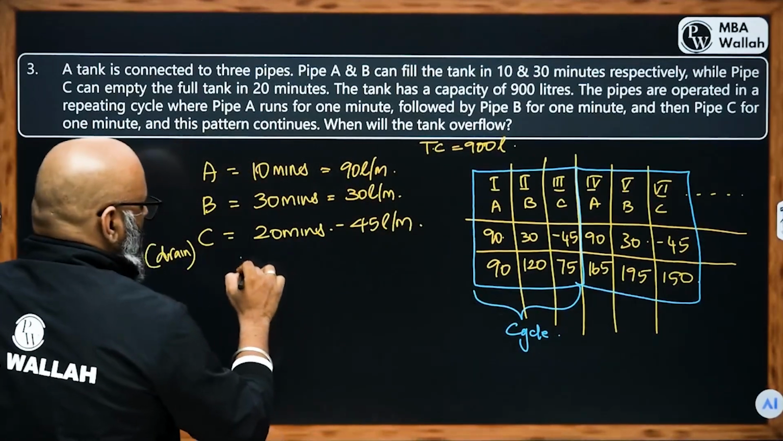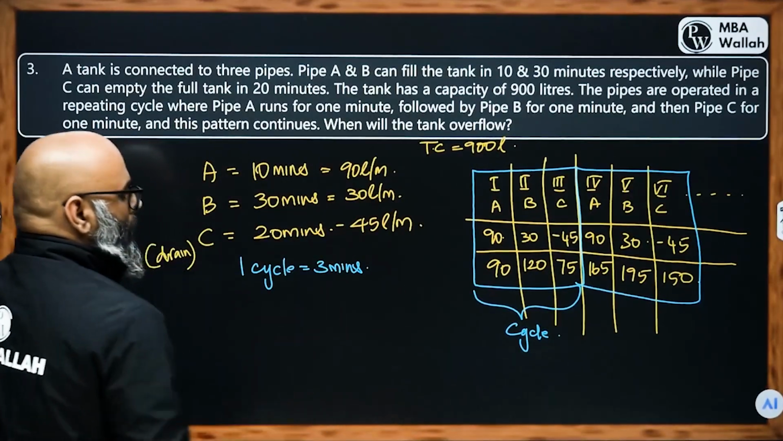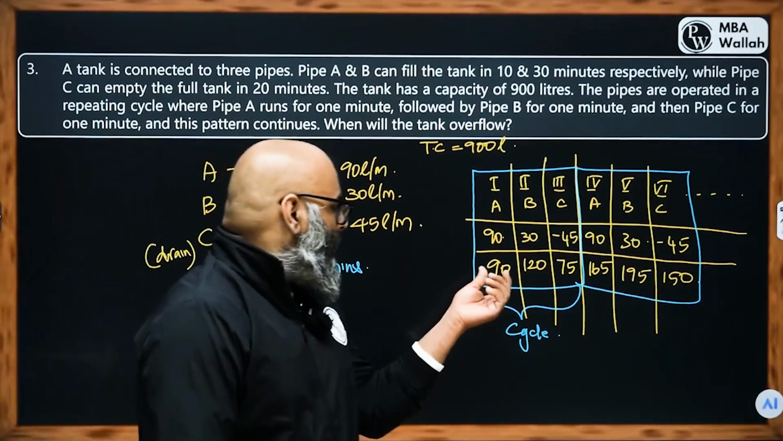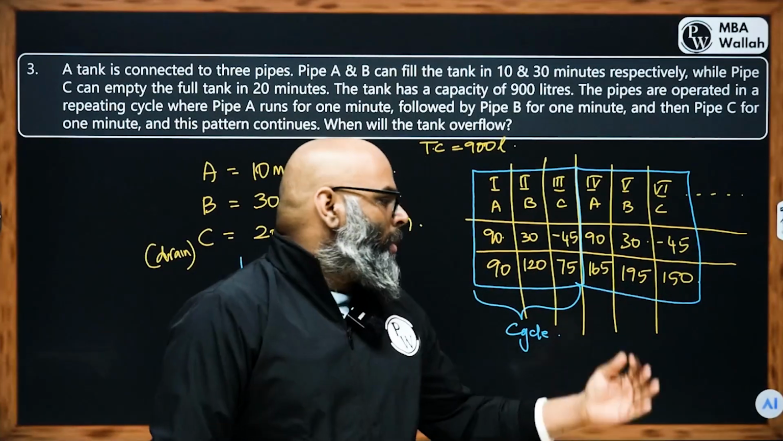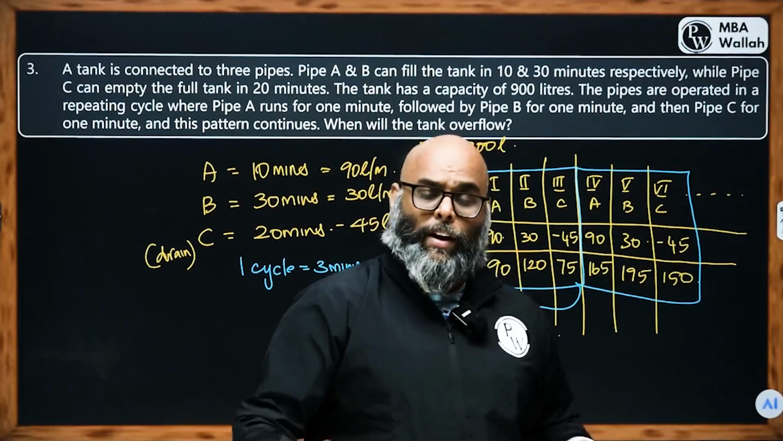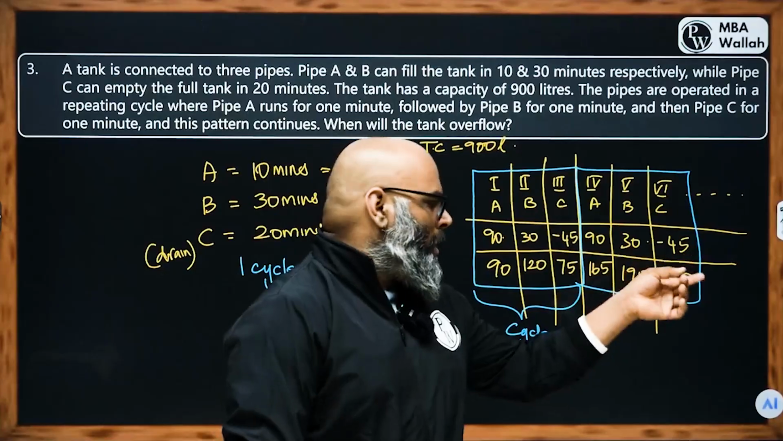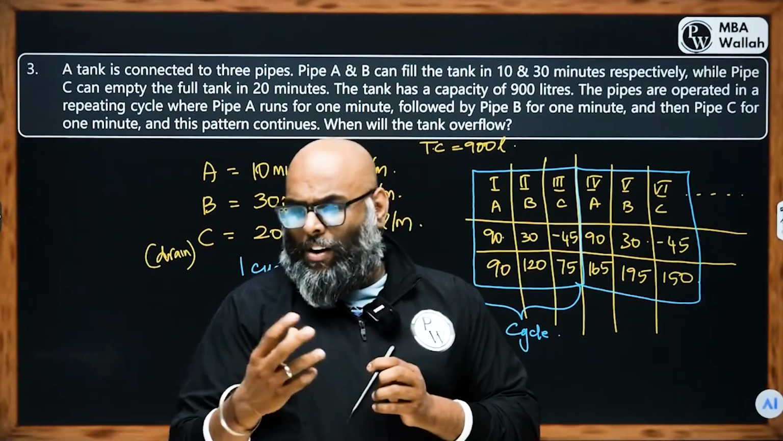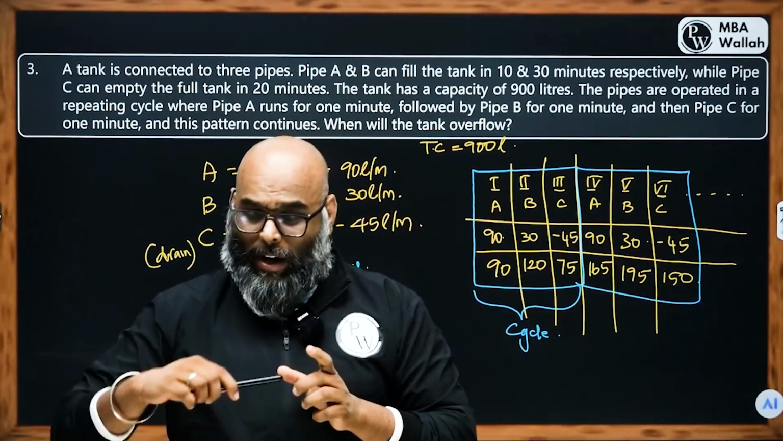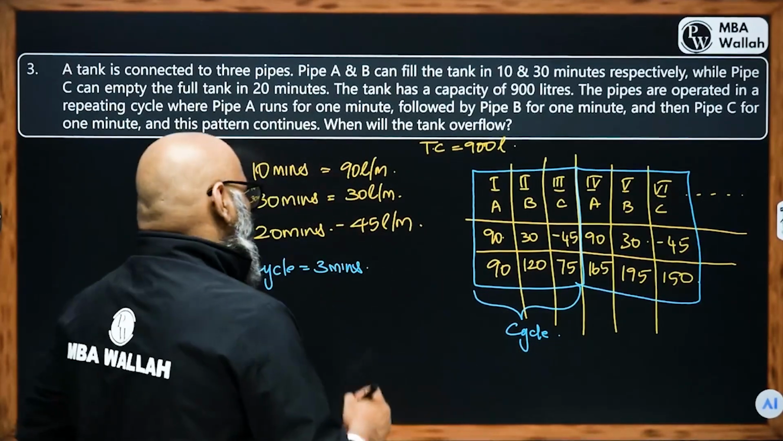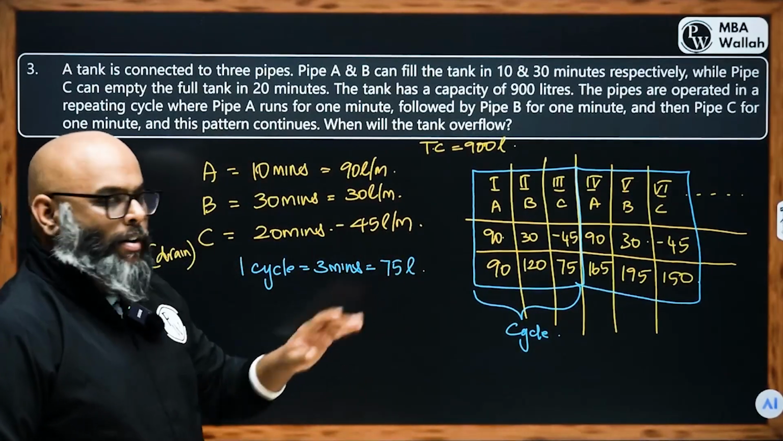So one cycle is equal to 3 minutes from the beginning. At the end of every cycle, I have 75. Then I go to 150. At the end of the third cycle, I would have ended up with 225. Again, plus 90, plus 30, minus 45. So from 270 minus 45 is 225. So at the end of every cycle, we get 75 liters. Or I can say one repeat cycle will give us 75 liters. Right? So for every 3 minutes, I get 75 liters.